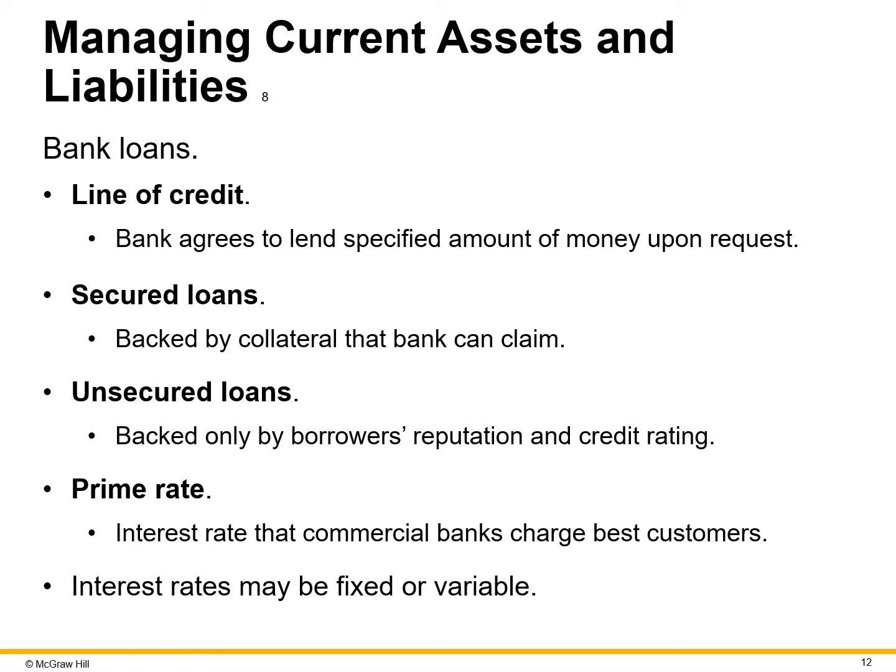Secured loans are backed by collateral that the bank can claim if the borrower does not repay the loan. Unsecured loans are backed only by the borrower's good reputation and previous credit rating. The principal is the amount of money a business borrows. Interest is a percentage of the principal that the bank charges for use of the money it loans. The prime rate is the interest rate banks charge their best customers for short-term loans.